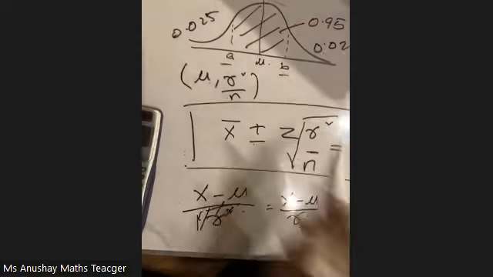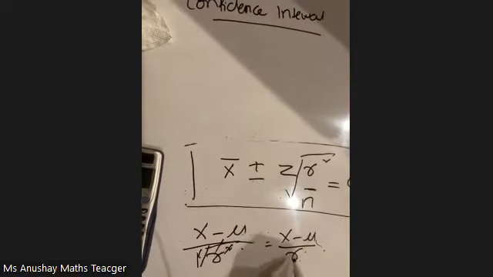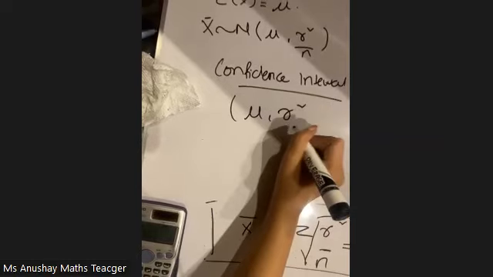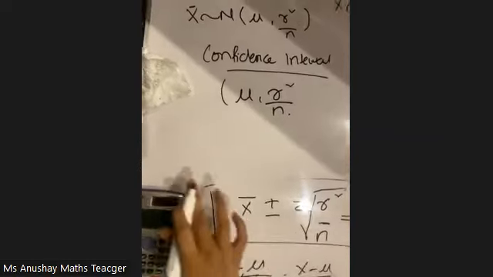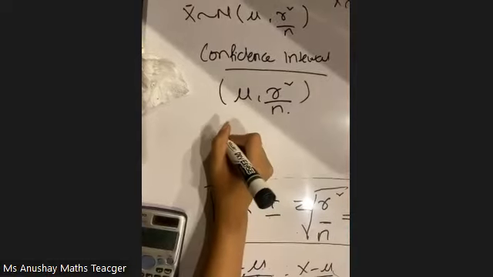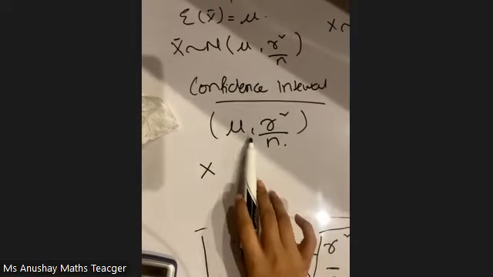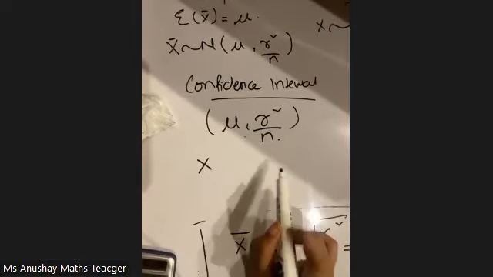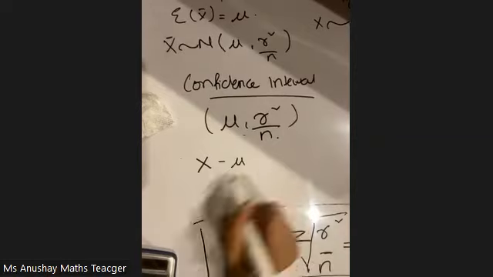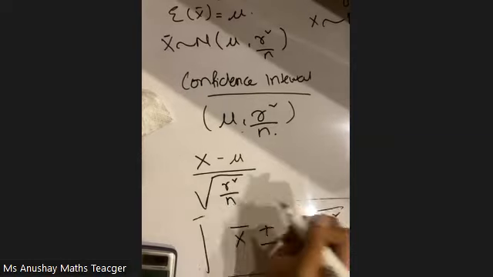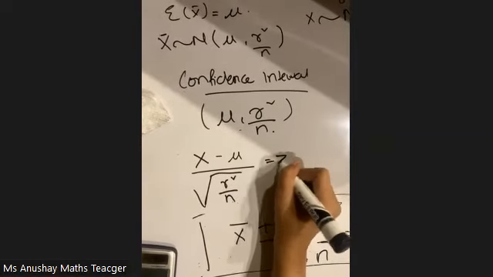So if I give you mu and this is my variance, how will you find out z? X minus mu upon under root sigma square upon n. Okay, this will give me z, right? Yes.